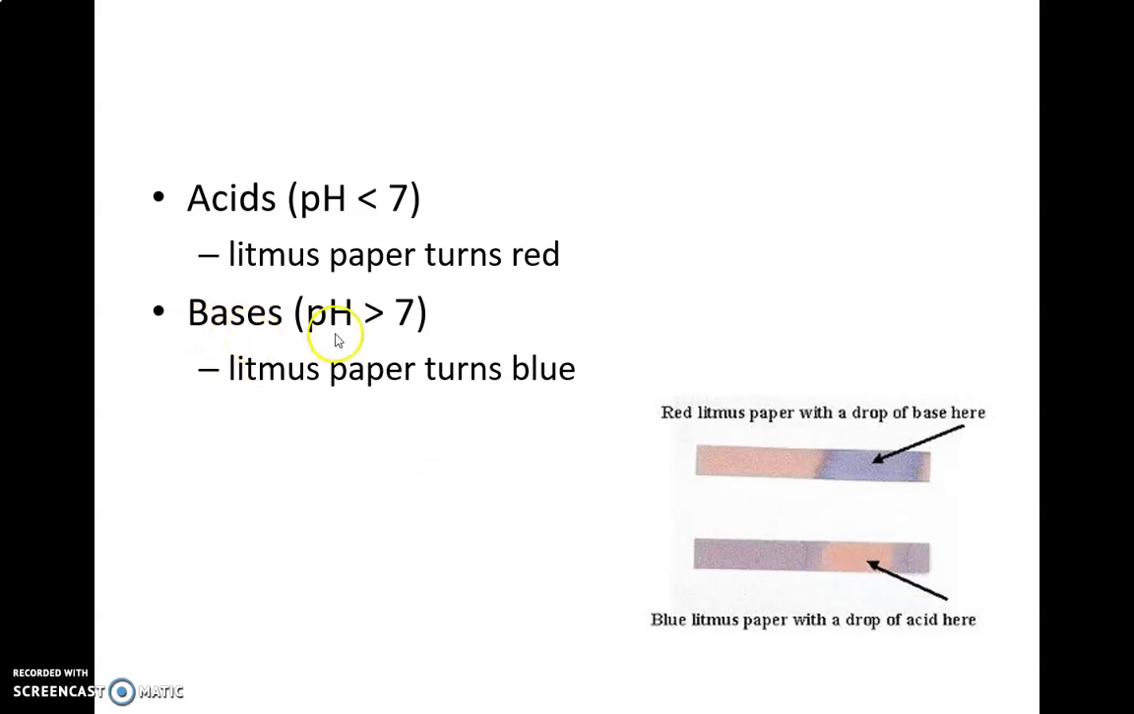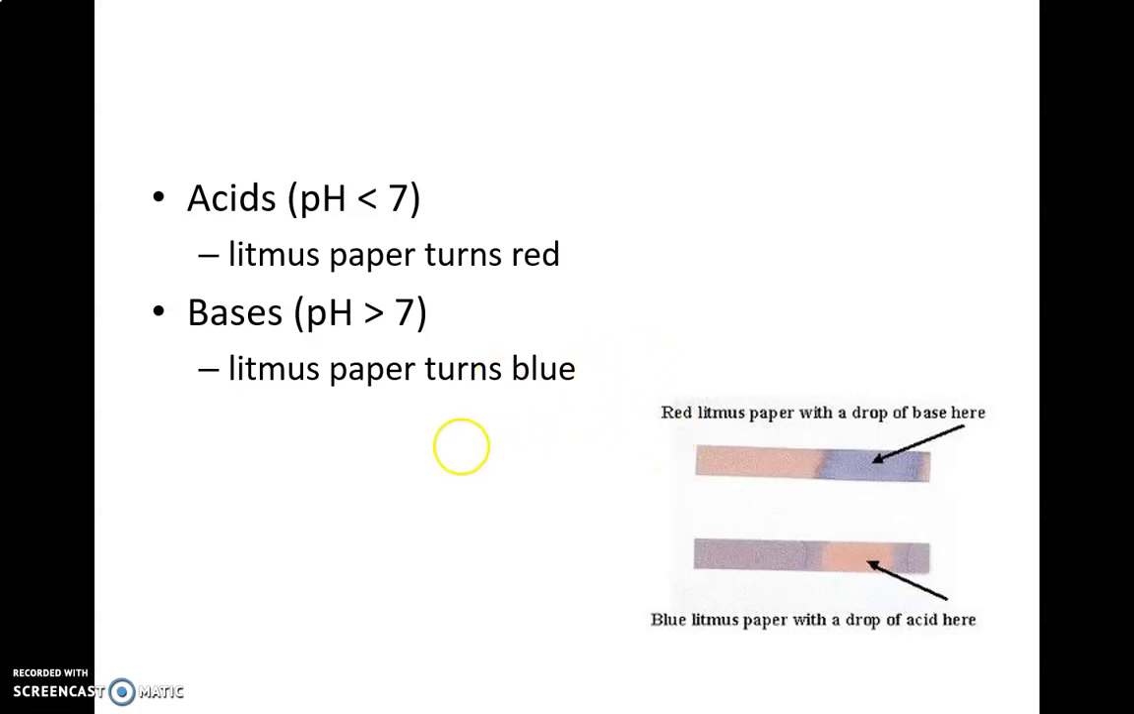Also, bases that have a pH of greater than 7, because that's where they're found on the pH scale, are going to turn litmus paper blue. You can see this red litmus paper here was tested with a base in this area, and it turned the red litmus paper blue. So I've narrowed it down to some pretty basics. Acids turn litmus paper red, bases turn litmus paper blue. And that's all you've got to know for these types of tests.